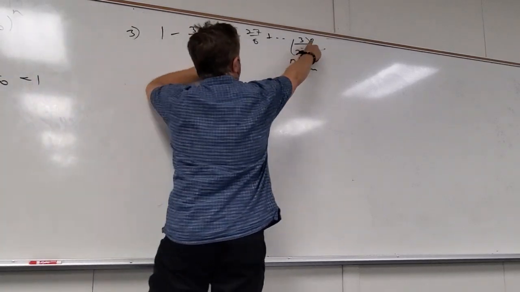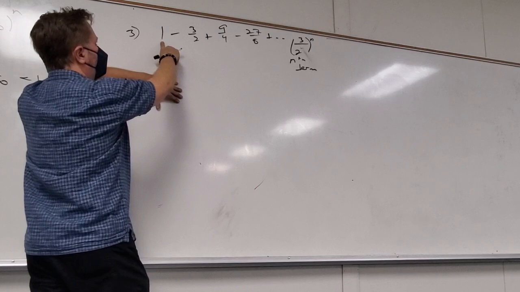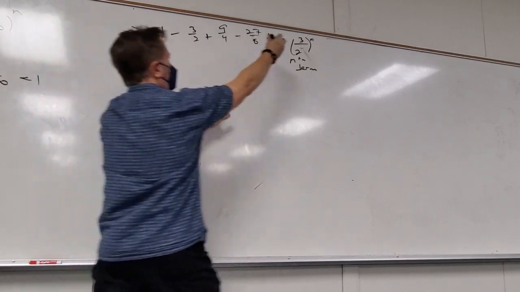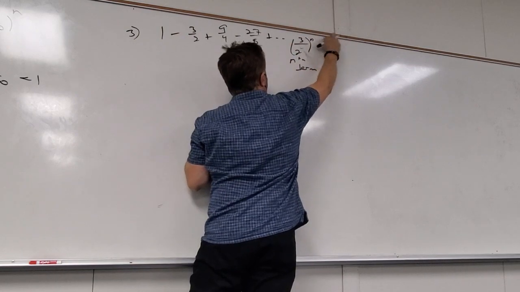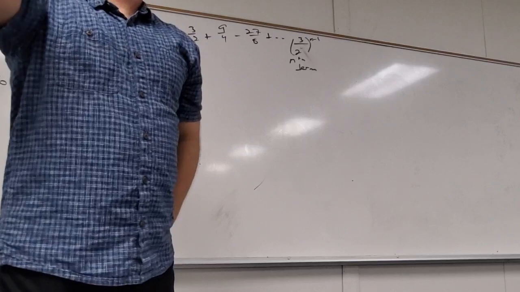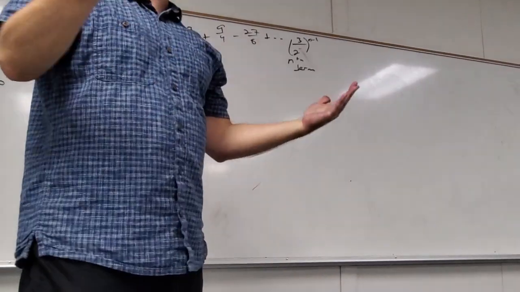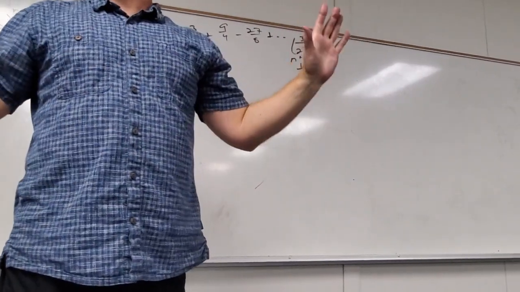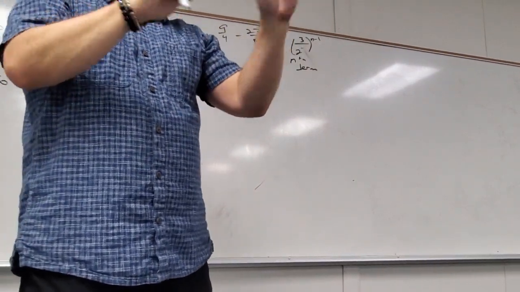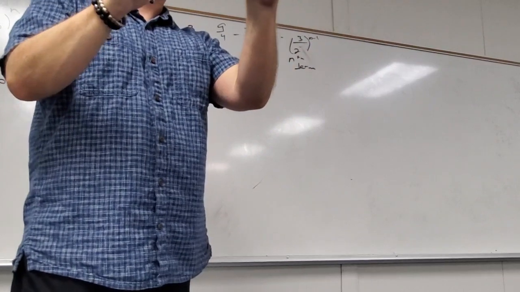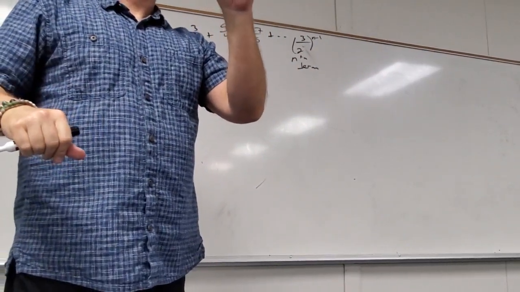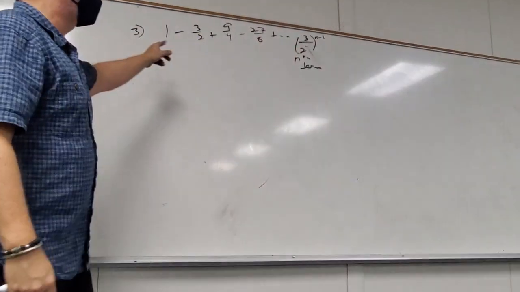If n is one, do I get this? No, I get that, right? So it should be to the n minus 1. There is not a thing wrong with writing the wrong answer first and then adjusting. Because you got the idea, and you're like, okay, it's not quite right. Let me adjust it. Now I'm good. We're almost there. I'm still missing something.